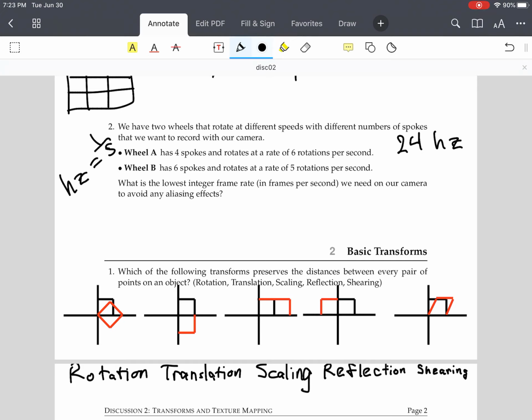Okay, now let's look at wheel B. Wheel B has 6 spokes, so per rotation it's going to look the exact same 6 times, and it rotates at a rate of 5 rotations per second. So per second we have 5 rotations, and 6 times it looks the same per rotation. That's going to be 30 hertz, right? Because 30 times a second we're going to look the exact same.